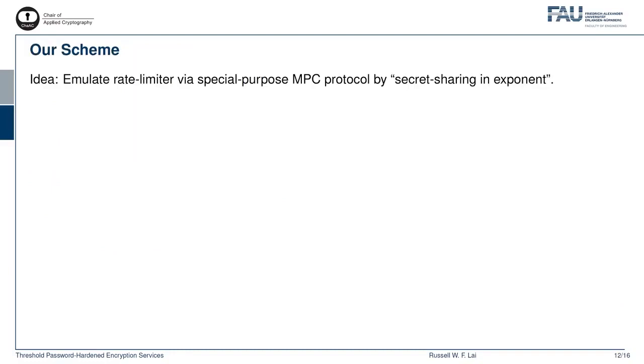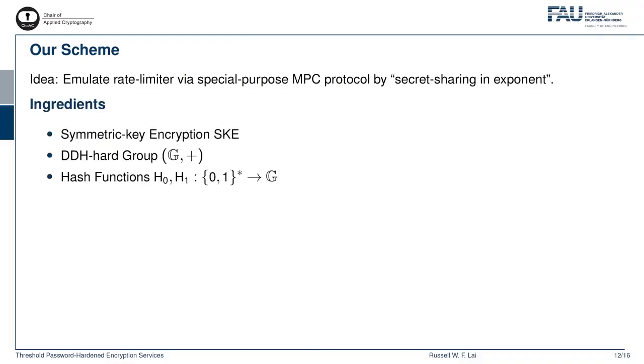With these challenges in mind, let us quickly go through the high-level ideas of our scheme. The basic idea is that instead of using a general-purpose MPC, we use a special-purpose one, so as to emulate the rate limiter by the so-called secret sharing in the exponent technique. We require 3 main ingredients, namely a secret key encryption (SKE), a decisional Diffie-Hellman hard group written additively, and 2 hash functions h0 and h1 hashing bit strings to the group.